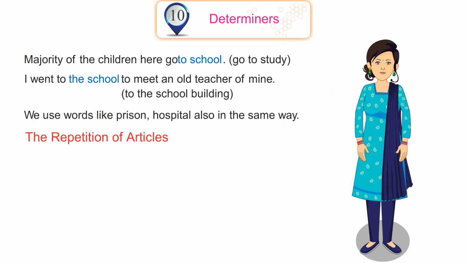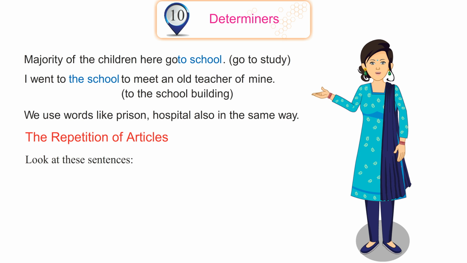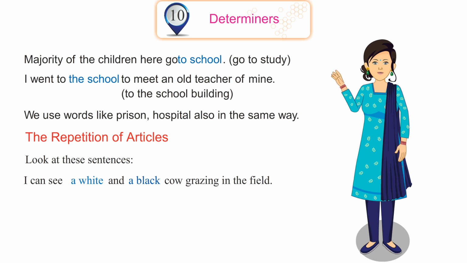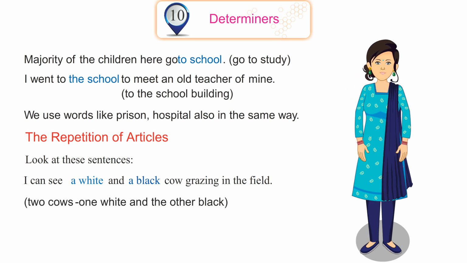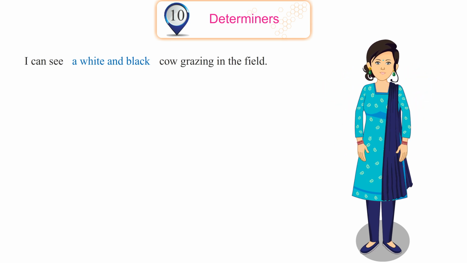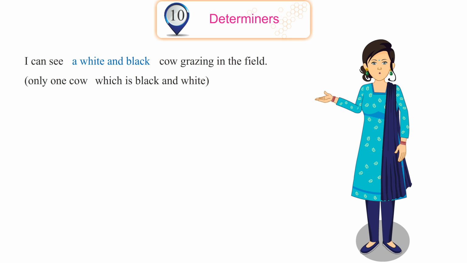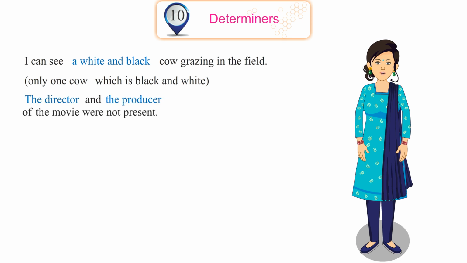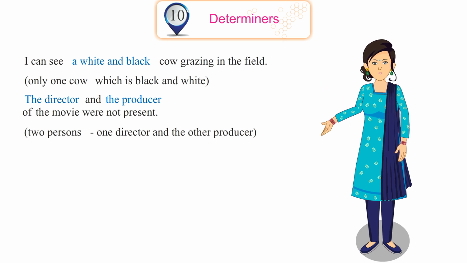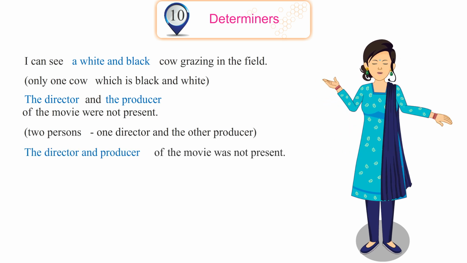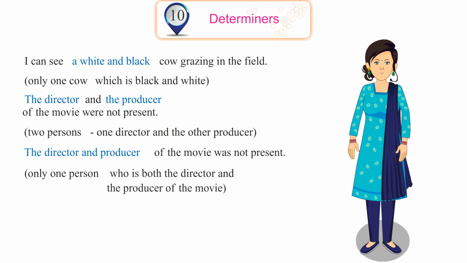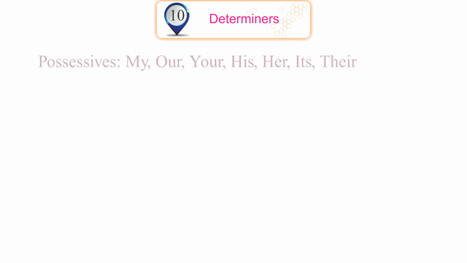The repetition of articles. Look at these sentences. I can see a white and a black cow grazing in the field: two cows, one white and the other black. I can see a white and black cow grazing in the field: only one cow, which is black and white. The director and the producer of the movie were not present: two persons, one director and the other producer. The director and producer of the movie was not present: only one person who is both the director and the producer.